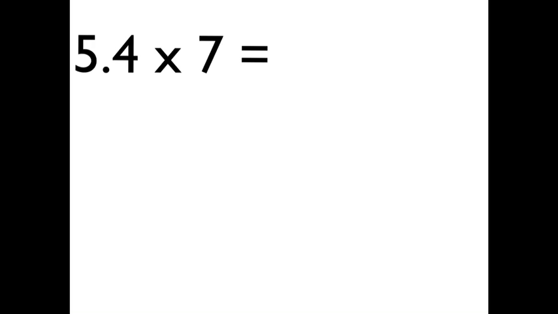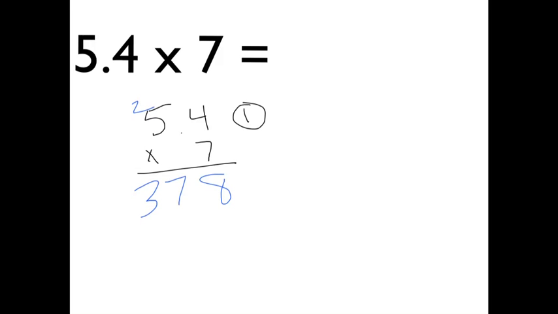So I'm going to set it up. And I'm going to look, and I'm going to have one digit after the decimal place in my top number, 0 in my bottom number. So now I'm just going to multiply. 7 times 4 is 28. 7 times 5 is 35, plus 2 is 37. Now I just have to look because I need one decimal place, and I will have 37 and 8/10.